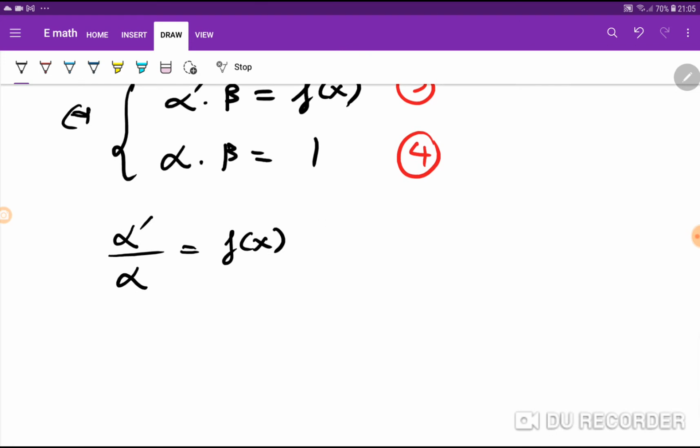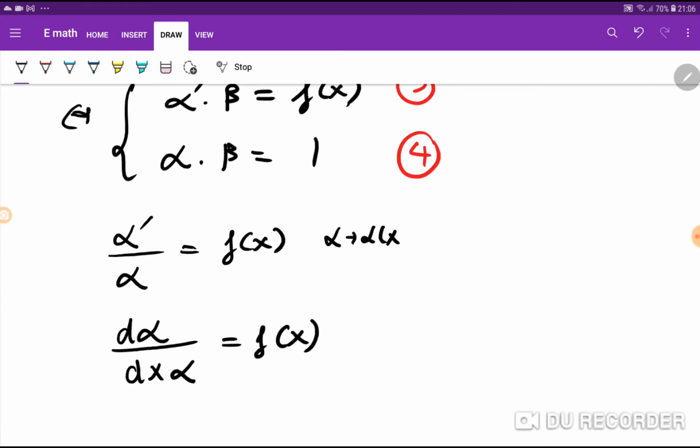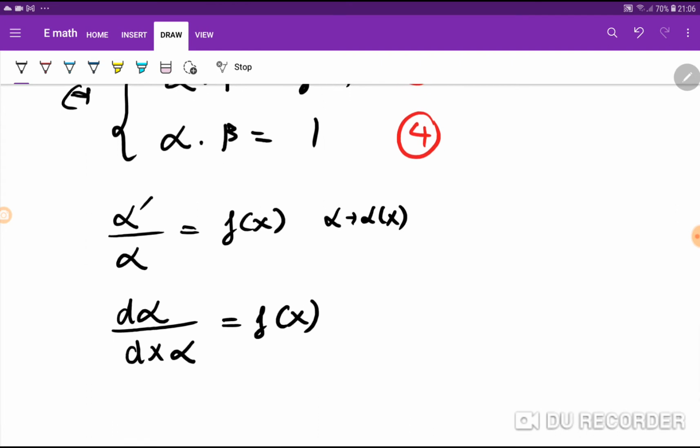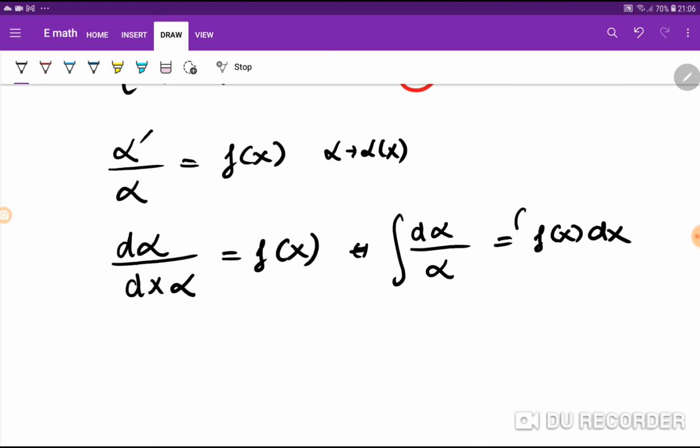So what is alpha prime? Alpha prime has to be d alpha over dx. Alpha equal f(x). Because, again, alpha is a function of x. So when I say taking derivative, I mean derivative with respect to x. Because if I take derivative with respect to other things, it will be 0 because alpha is a function of x only. So I'm gonna separate both sides. d alpha over alpha equal f(x) dx. Okay, and then you integrate. Okay, so what do you have?